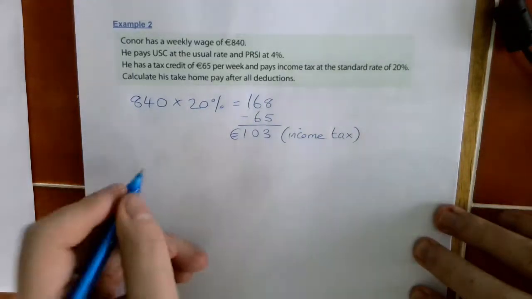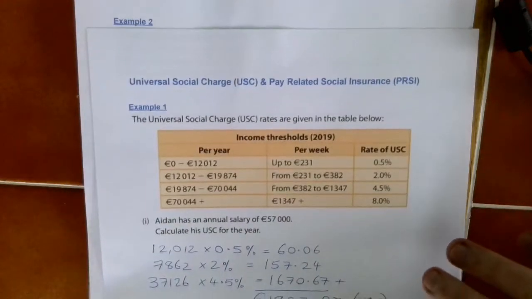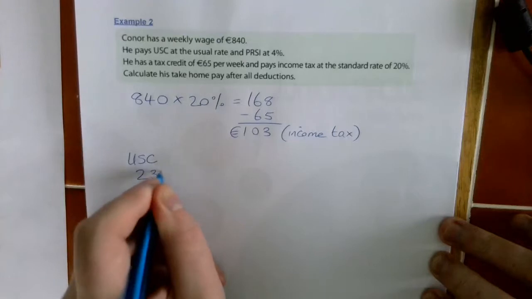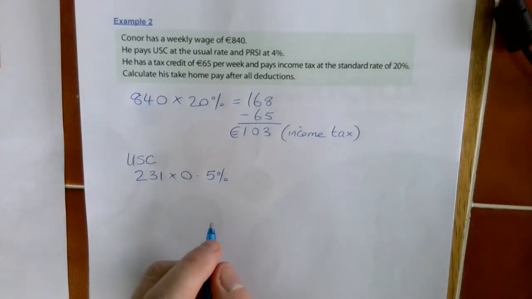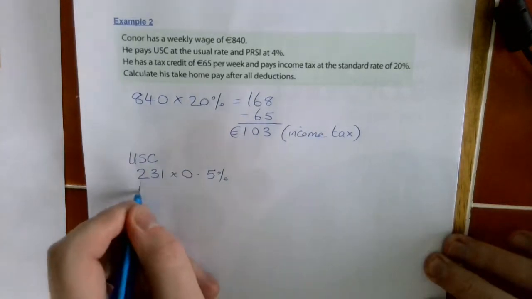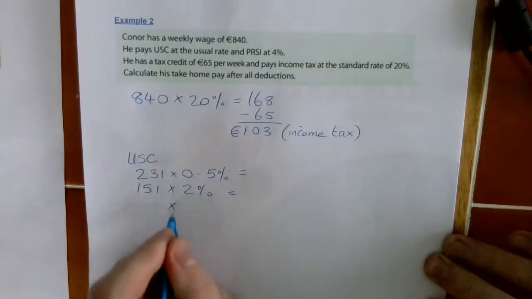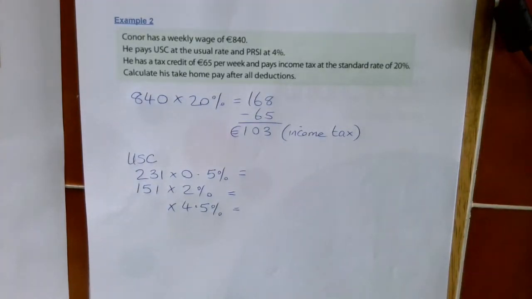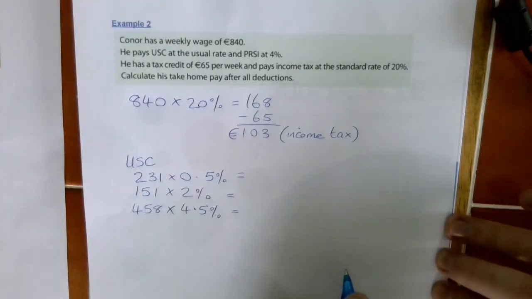The second one we will calculate is his universal social charge. Now looking at the weekly rates from the previous question here, we're going to use those weekly rates. So you can see that he pays 0.5% on €231. He has to pay 2% on the difference between 382 and 231, which is 151, and then anything in excess of that, he will pay at 4.5%. So we need to calculate the difference between his weekly wage, which is 840, and the 382. So we can see the difference is 458, and we put all of those into the calculator and we work out our answers.